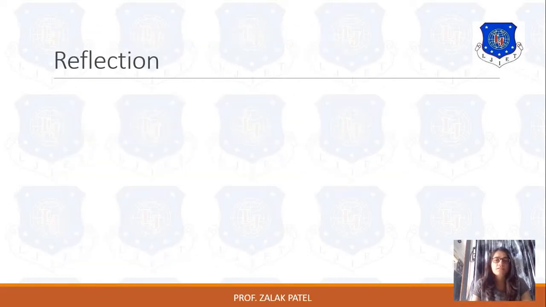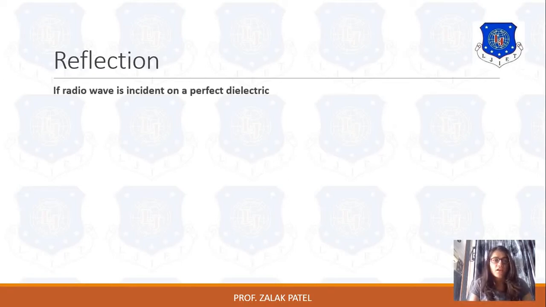As we discussed in the earlier lecture, reflection occurs when an object with a major dimension, or a wider dimension compared to the wavelength of the signal, is hit. So it occurs when a radio wave is incident on a perfect dielectric.